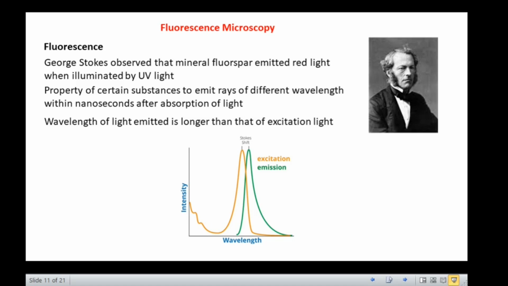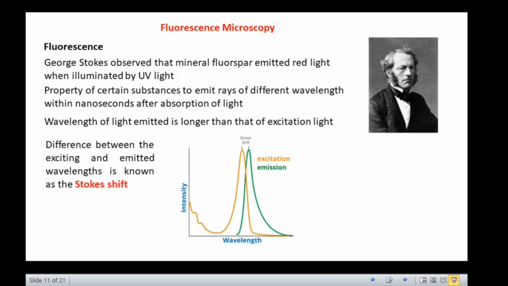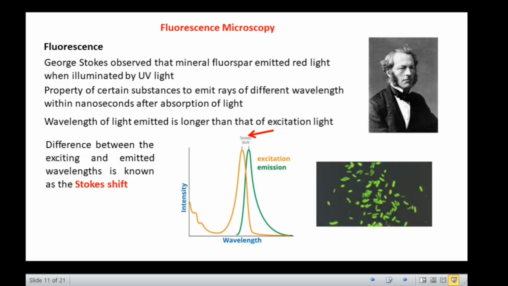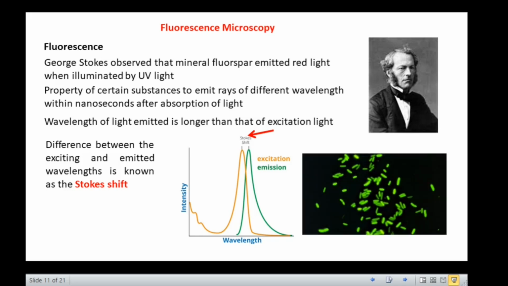The wavelength of light emitted is longer than that of excitation light, and the difference between the exciting and emitted wavelengths is known as the Stokes shift. By completely filtering out the exciting light without blocking the emitted fluorescence, it is possible to see only the objects that are fluorescent. In this picture, you can see bacteria glowing against a dark background.